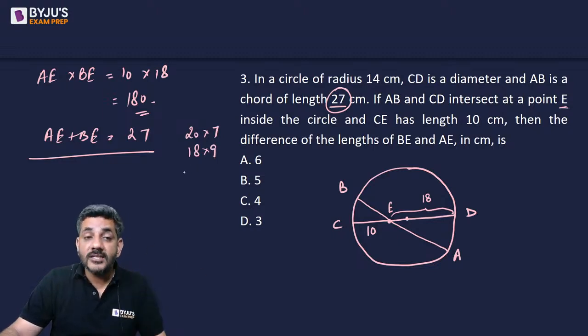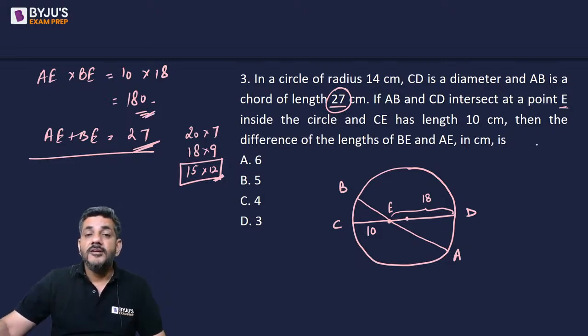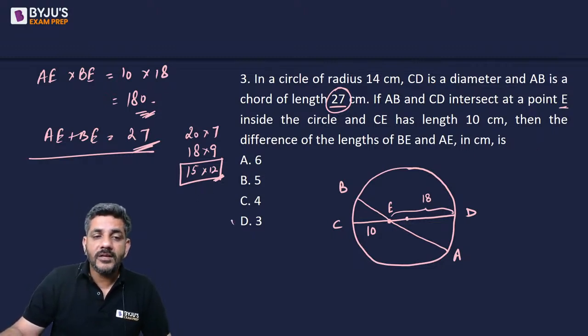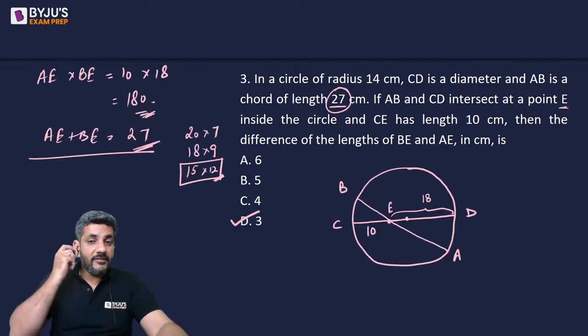18 and 9 gives 162. 17 is not a multiple of this. 16 is not a multiple of this. Let me take 15 and 12, and this satisfies. Sorry, 15 plus 12 makes 27, and 15 into 12 is 180. So when the question asks what is the difference in the lengths of BE and AE, 15 and 12 have a difference of 3. My answer for this question is option D, which is 3.